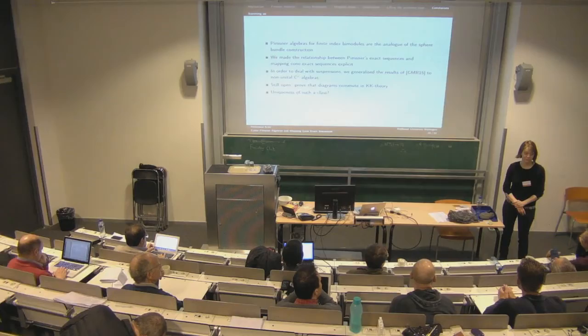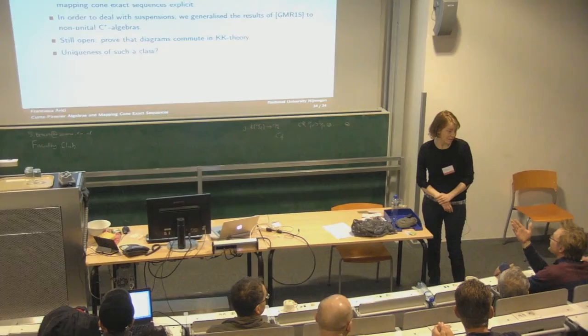I saw a hand. I have to ask why you say that the Pimsner algebra is for finite index. Well, actually, there should be a question mark there, because I think it's a very big question mark. Because in the exact sequence you have in the Pimsner algebra, you only see one minus the class of the vector bundle, right? Yeah, you're right. But if it's a true Gysin sequence, you should get the Euler class. So you should see more. Yeah, good point.